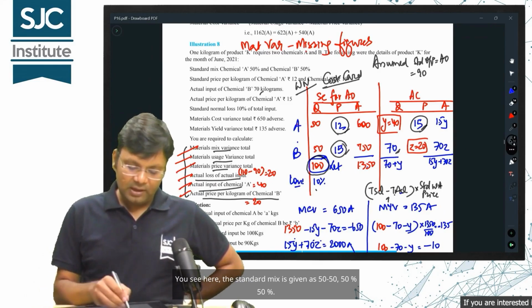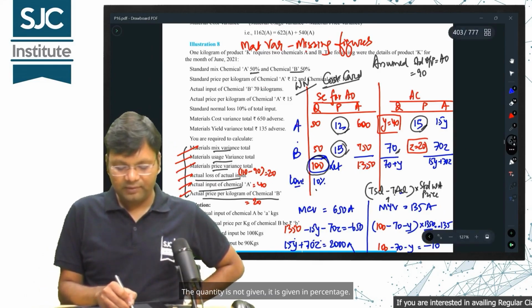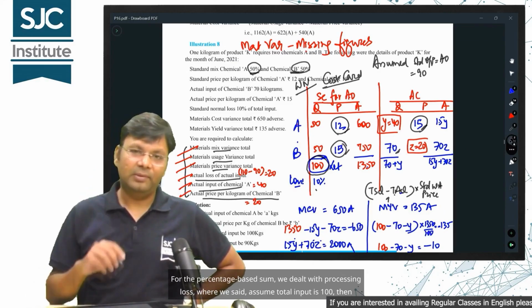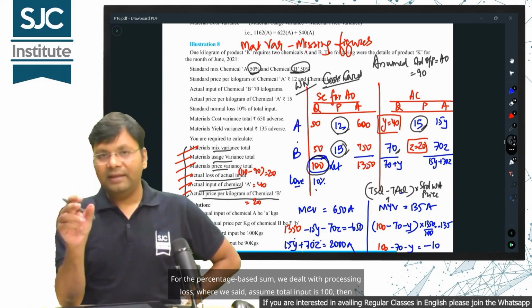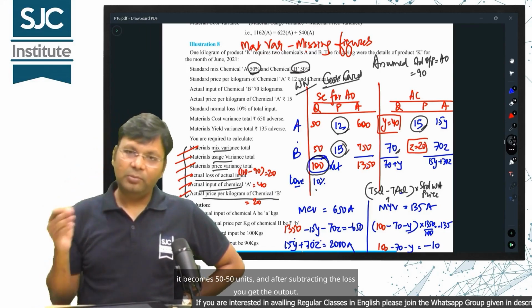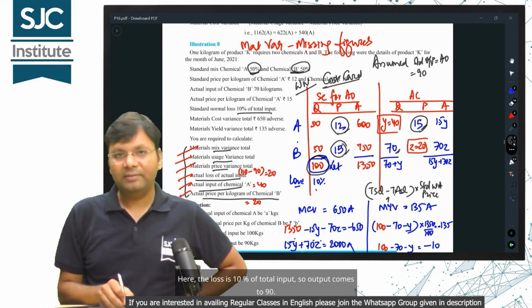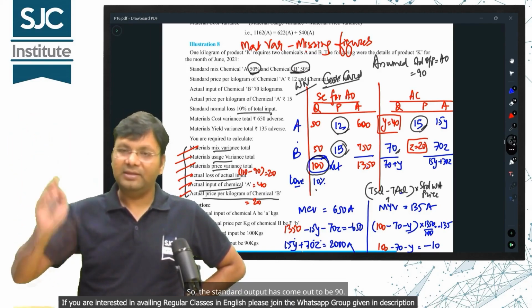How? You see here, the standard mix is given as 50 to 50, 50%, 50%. The quantity is not given, it is given in percentage. For the percentage-based sum, we dealt with processing laws, where we said, assume total input is 100, then it becomes 50 to 50 units, and after subtracting the loss, you get the output. Here, the loss is 10% of total input, so output comes to 90. So, the standard output has come out to be 90.